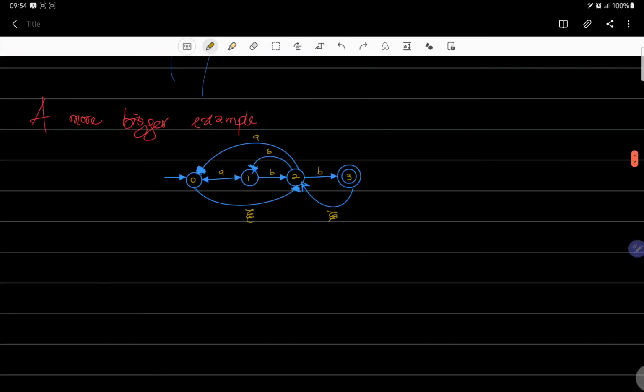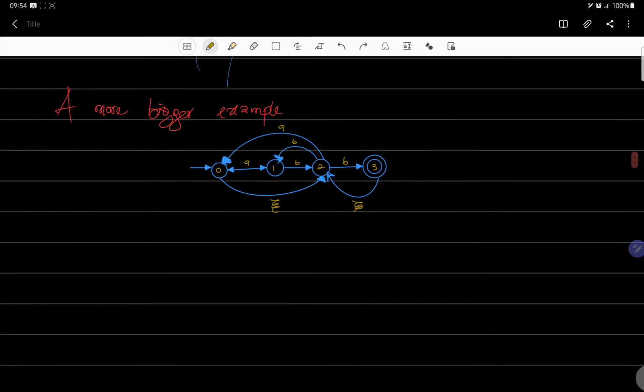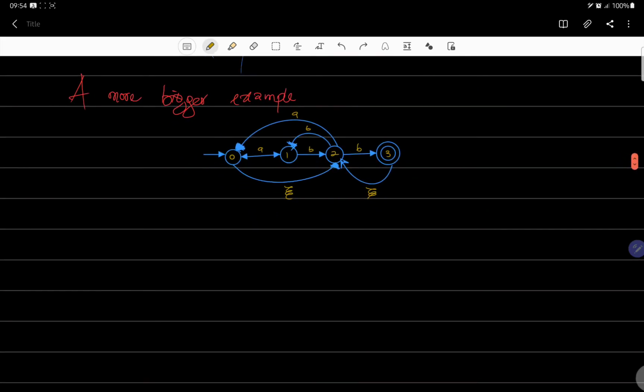Let me just break down what we have here. What are the language sets that we could generate from the example that we are treating now? Our very first thing to do, just like we've done before, is to have our L, which is the language set, and open our curly brace.